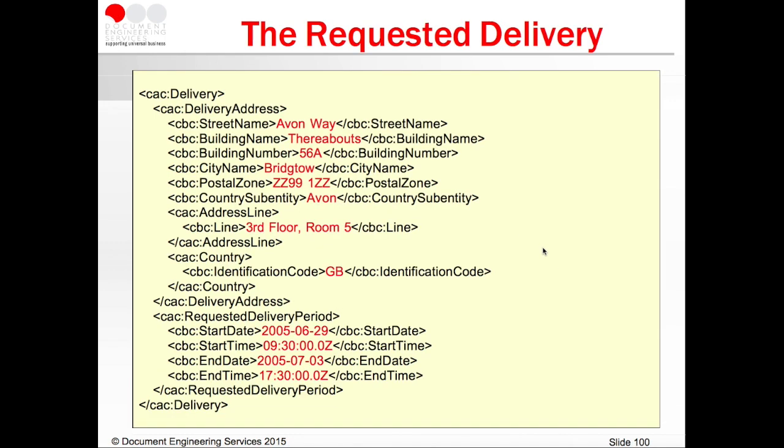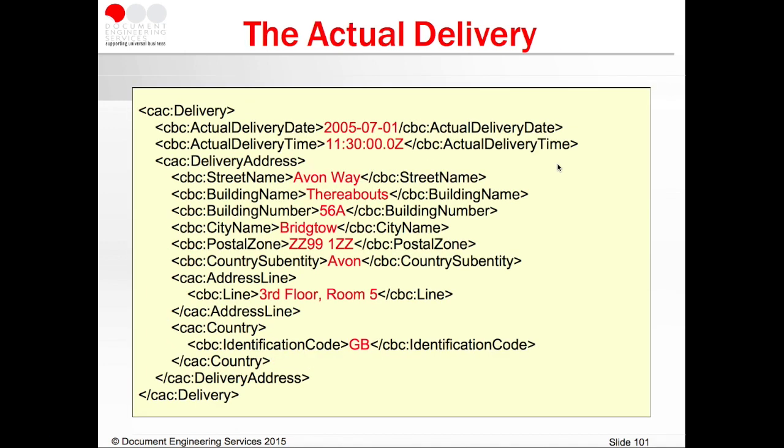There then may be a request for delivery. So we're suggesting here that this is delivered to an address in Avon in Great Britain during a certain period. So between the 29th of June and the 3rd of July, we would like this delivered. It looks like during office hours. That would then be transformed into something like an actual delivery information. And we can see it was actually delivered on the 1st of July to the same address.